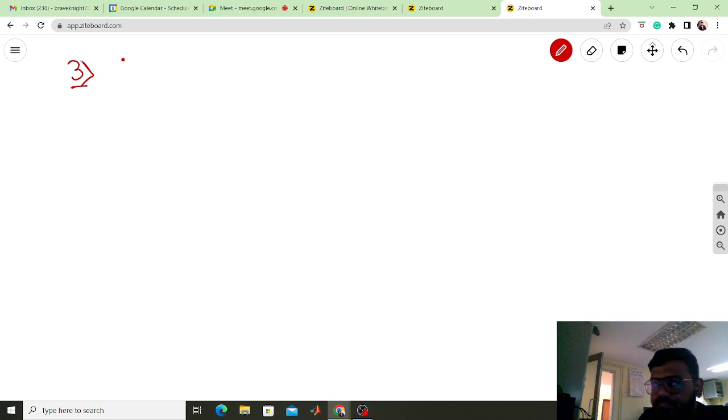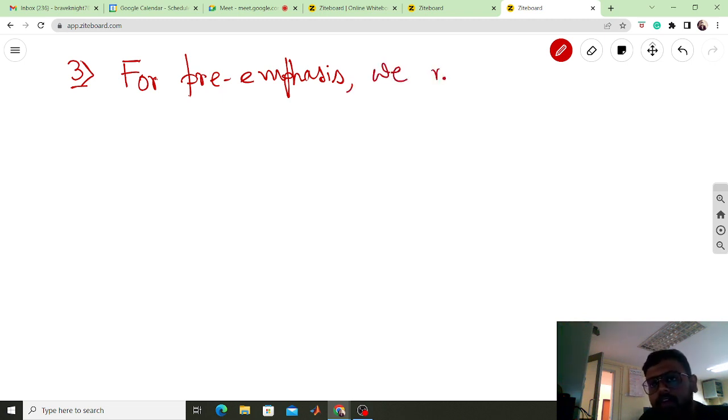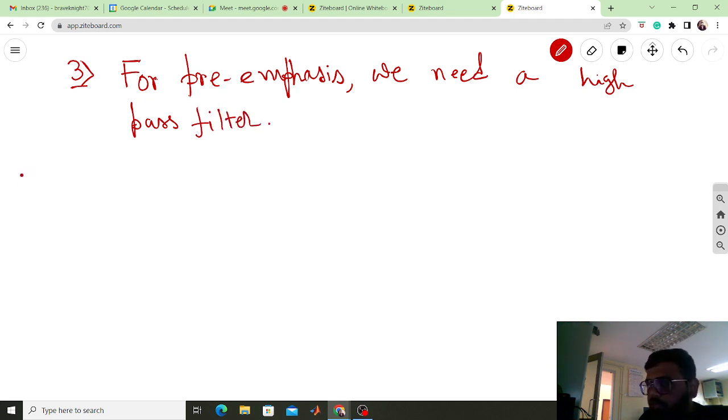Question number 3. For pre-emphasis, we know we need a high pass filter. But you have to comment which of the following is true. What will be the characteristics of this high pass filter?